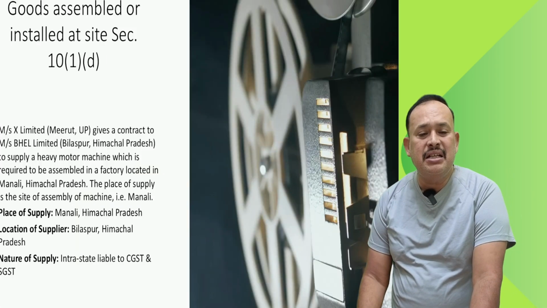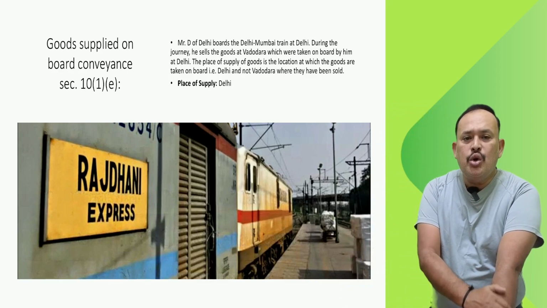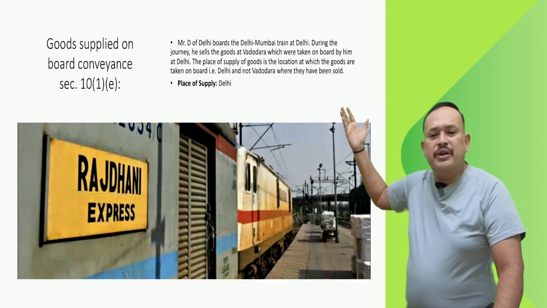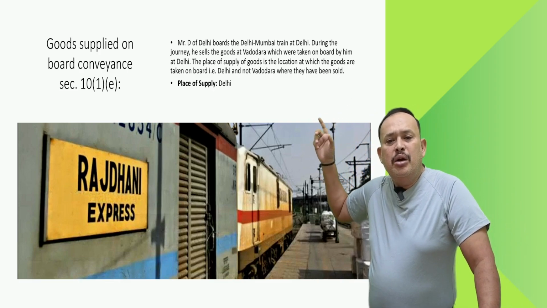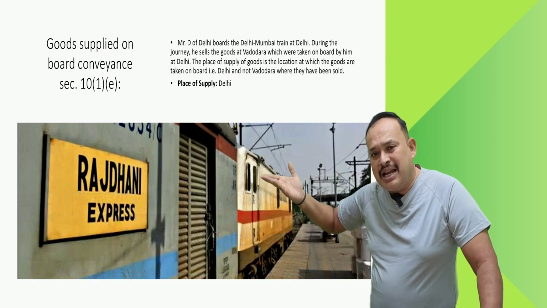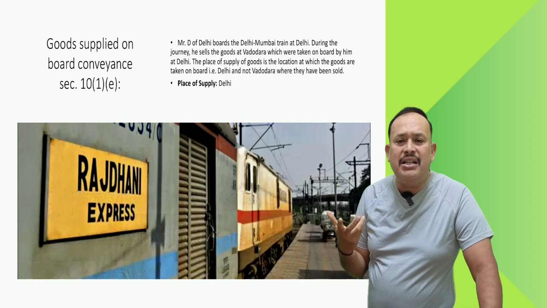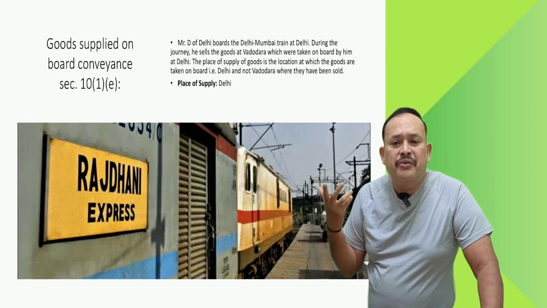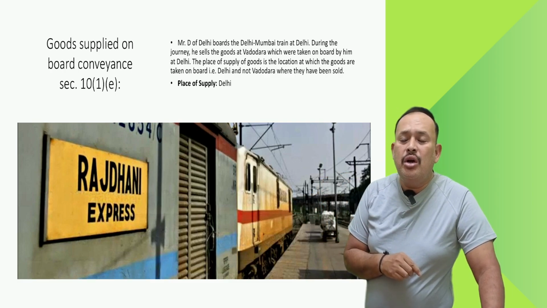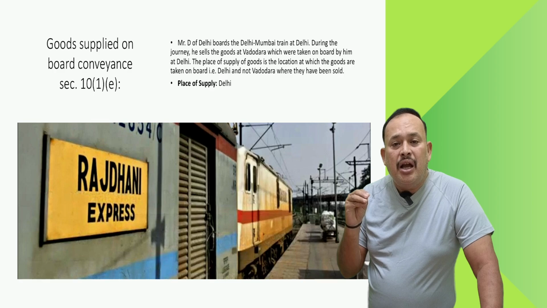How to understand this? In a simplified example, bring into notice. Look here. Goods supplied on board conveyance, section 10(1) clause E. Here, if you refer, you understand. Mr. D of Delhi boards the Delhi Mumbai train at New Delhi. During the journey, he sells the goods at Vadodara, which were taken on board by him at New Delhi. So, he is selling where? During the Delhi Mumbai train, at Vadodara.